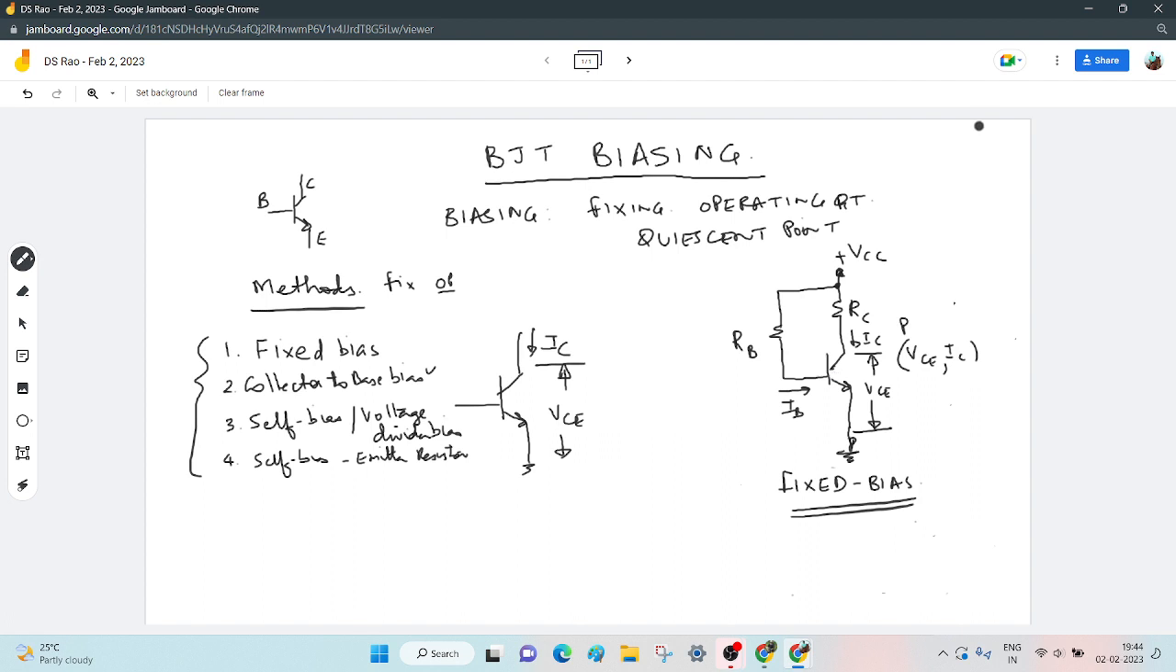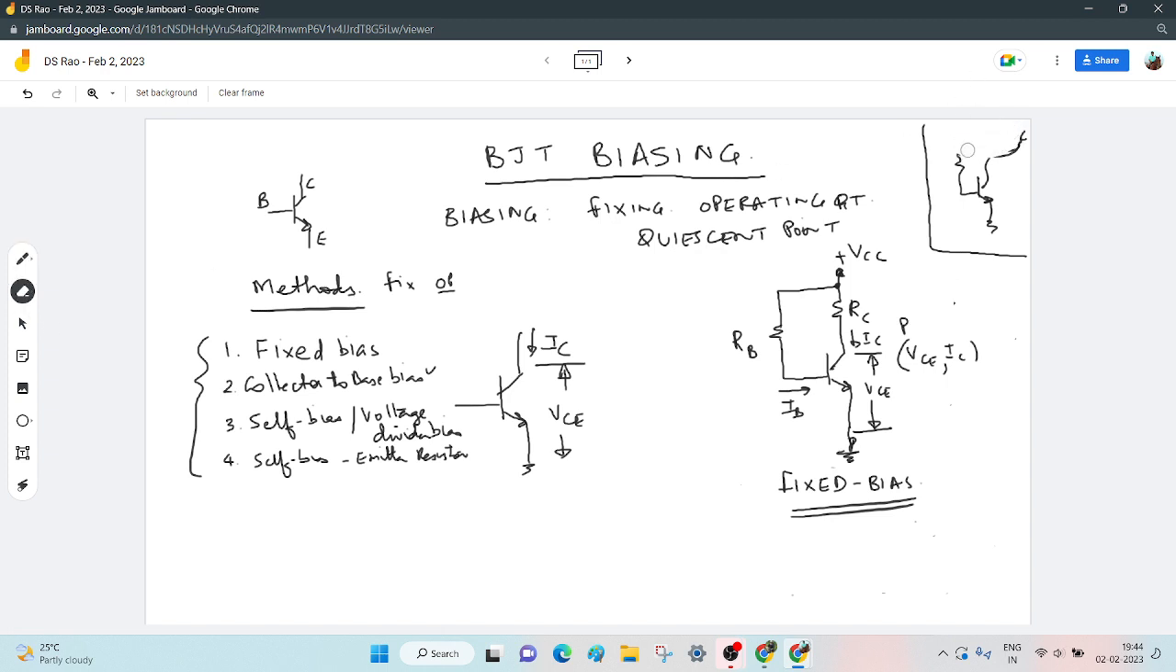Fixed bias, yes. Supposing in this corner I tell you fixed bias, immediately what you have to do? Sir, this is fixed bias. Like this you have to put. Understood? Yes, sir. Okay, so this is the first point.